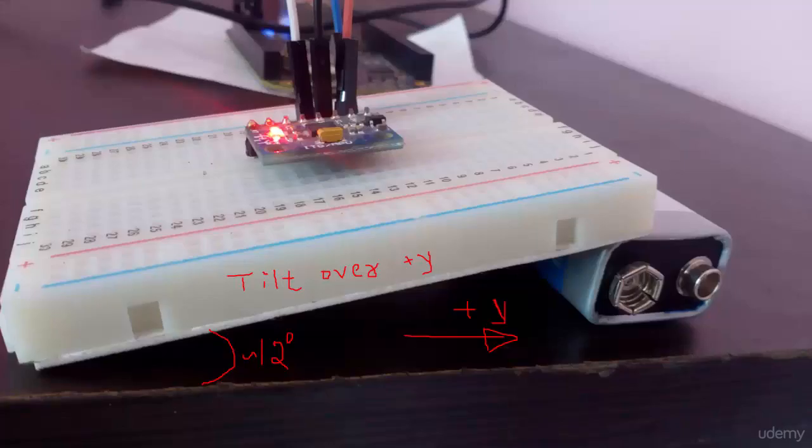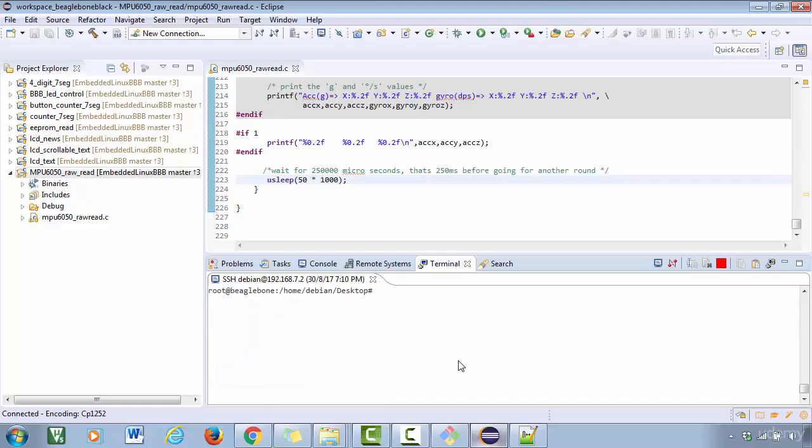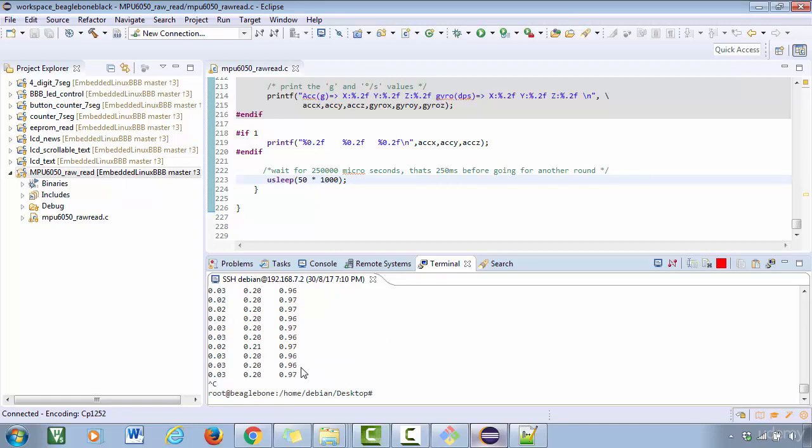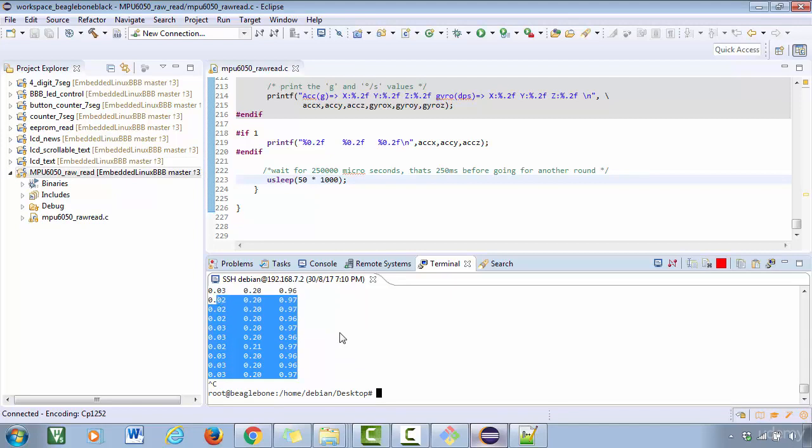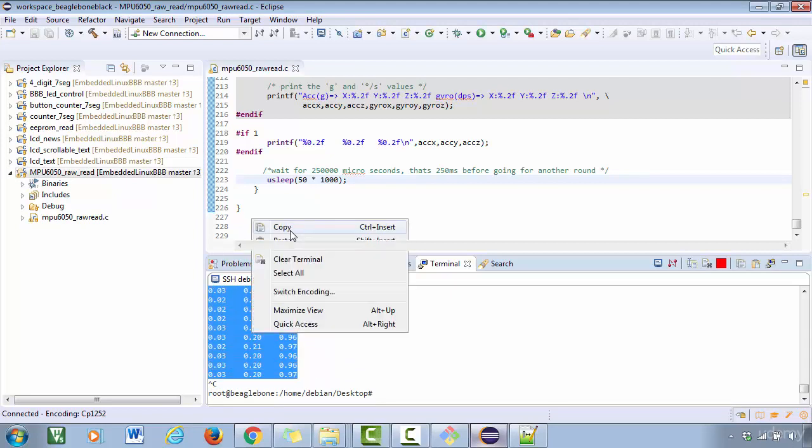So here I have tilted my board by resting it on a small object. If I measure the angle with respect to the surface of the table, it is around 12 degrees. Let's see whether we are able to derive this value experimentally. Great. So now I have my application ready, so you need not change anything. Now let me run this program, and my program is emitting the x, y and z components. Now let me stop it, and let me just copy all these values to a notepad.